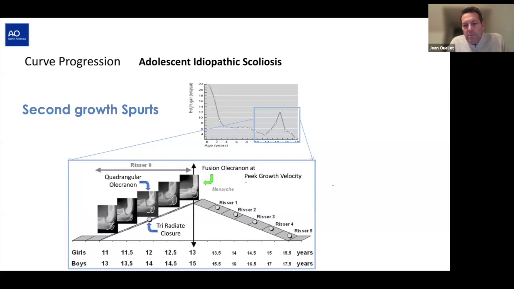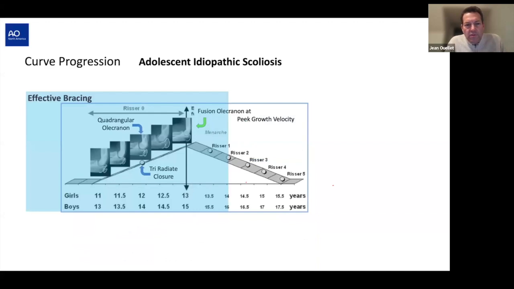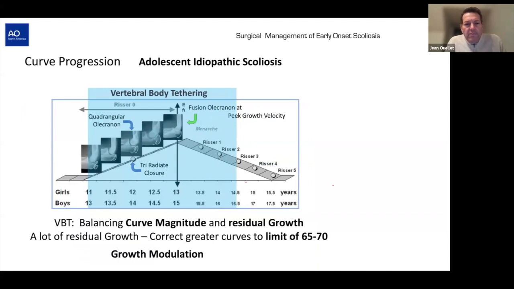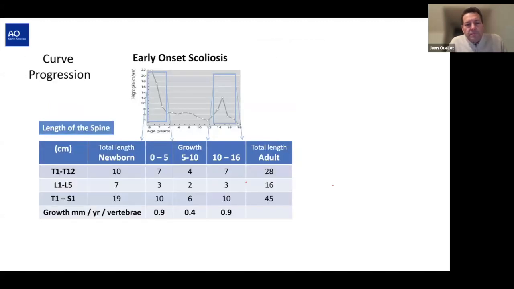And then essentially after that peak growth velocity, you fall into the different Risser 1s, 2s, and 3s. And obviously this is useful for effective bracing. Any child that falls within Risser smaller than Risser 2 is obviously at high risk of progression, and you should be initiating bracing. Again, the value of your growth chart can be crucial as you're planning your growth modulation. Essentially, balancing your curve magnitude and your residual growth is where one optimizes treatment with growth modulation.